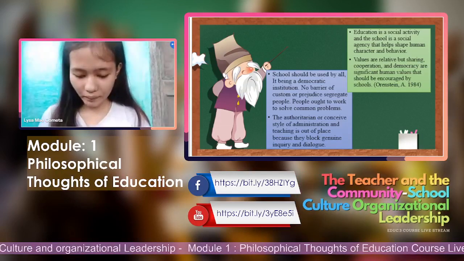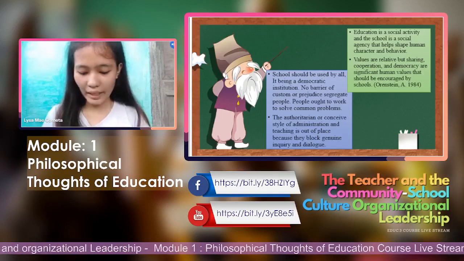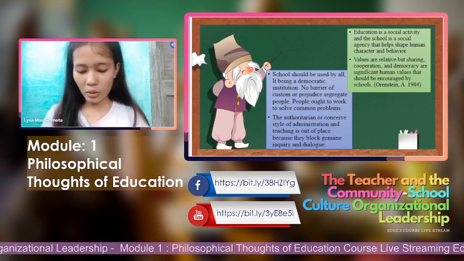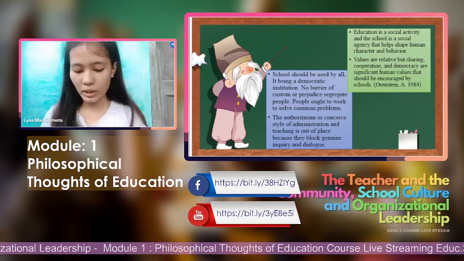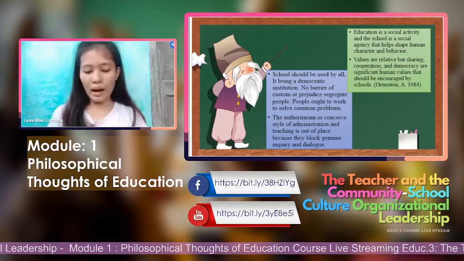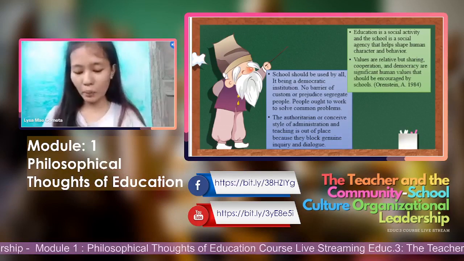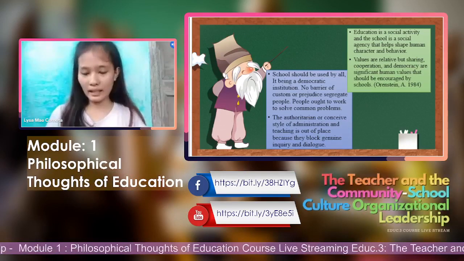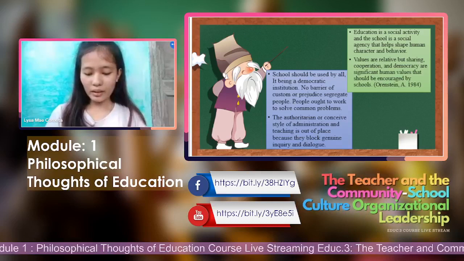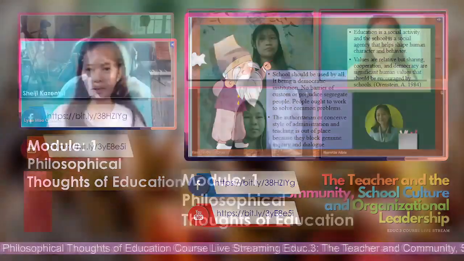The authoritarian or coercive style of administration and teaching is out of place because they lack genuine inquiry and dialogue. Education is a social activity and the school is a social agency that helps shape human character and behavior. So, ang edukasyon daw ay gawaing panglipunan at ang paaralan ay ahensya ng lipunan na kung saan hinuhubog yung human character, yung pagkatao at yung mga pag-uugali po.